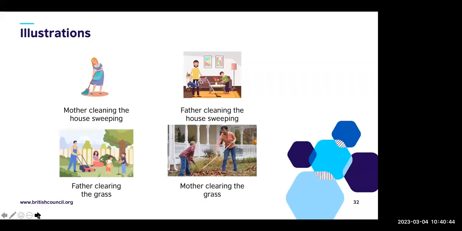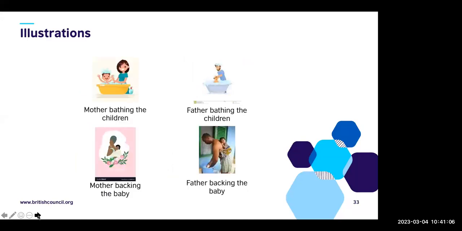The next picture shows that it is the duty of the woman to clean the house and the father to clear the surroundings. That's what the society imposed on us. But the necessary thing in a gender equality society is that both genders can do it without any problem. The last illustration.